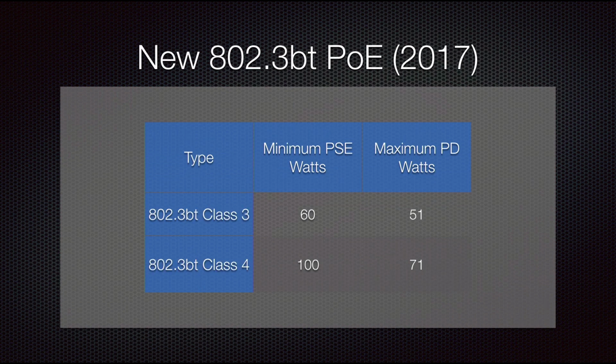Now the BT that I mentioned earlier, don't really worry about it, but it basically goes up to 60 watts for something called class 3, and BT class 4 goes all the way up to 100 watts. These are for higher-end power requirement devices, but that's something you may see in the future. So just so you know that they're there.